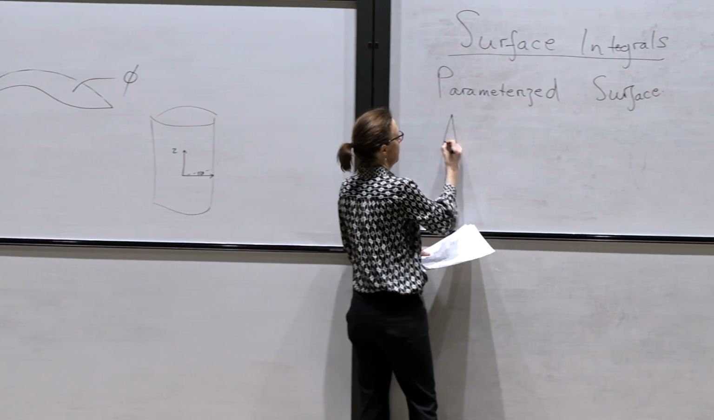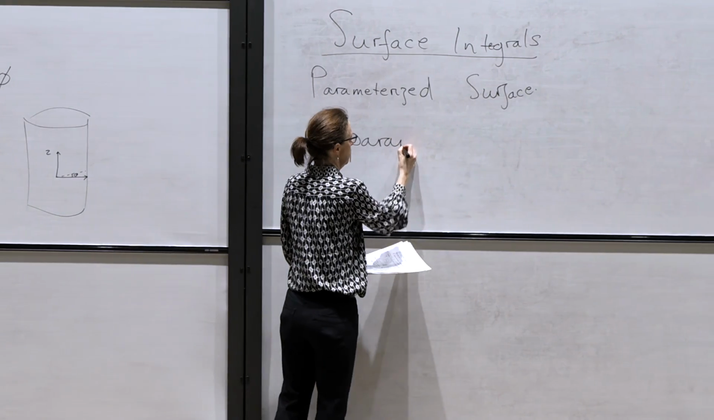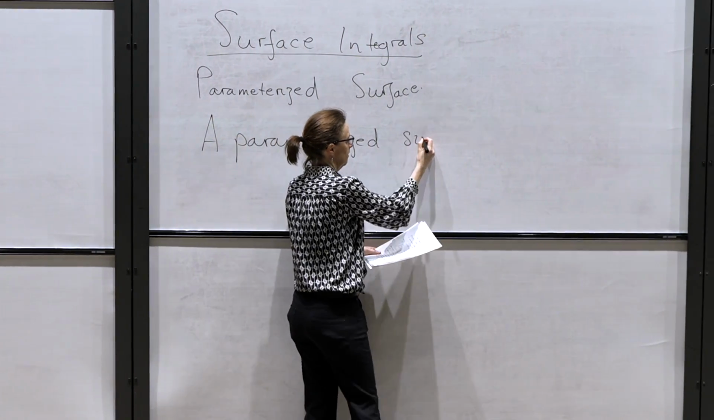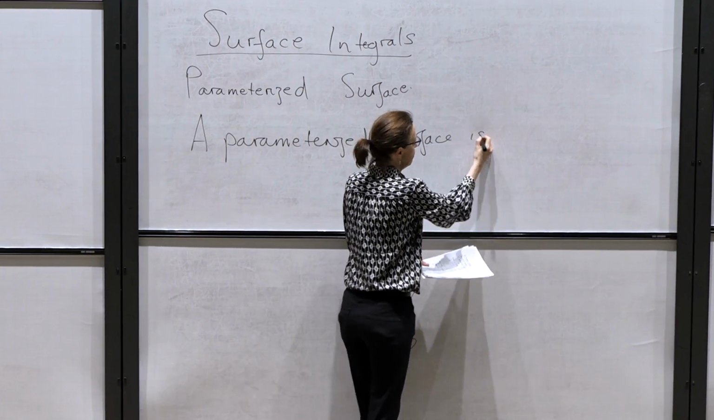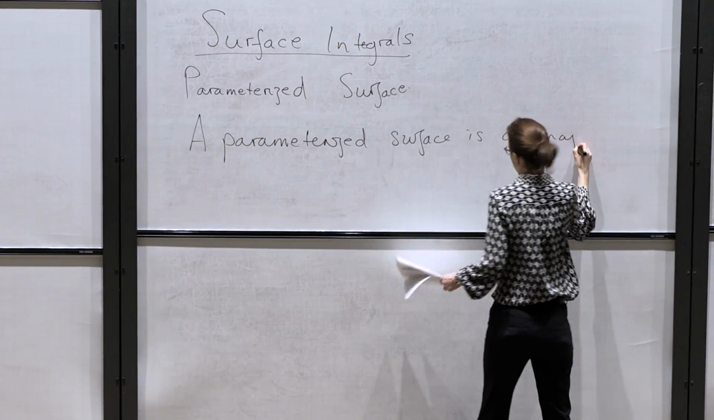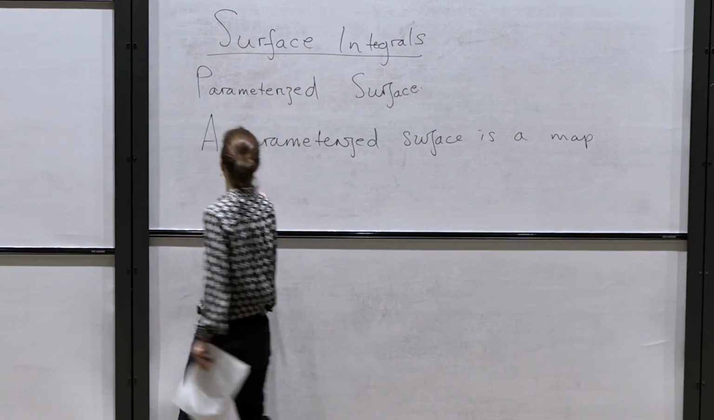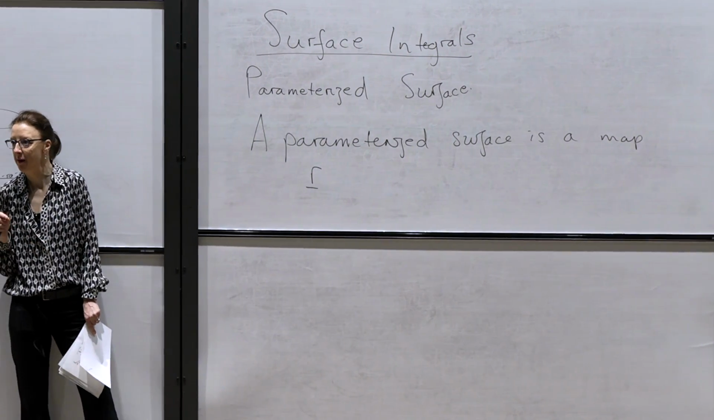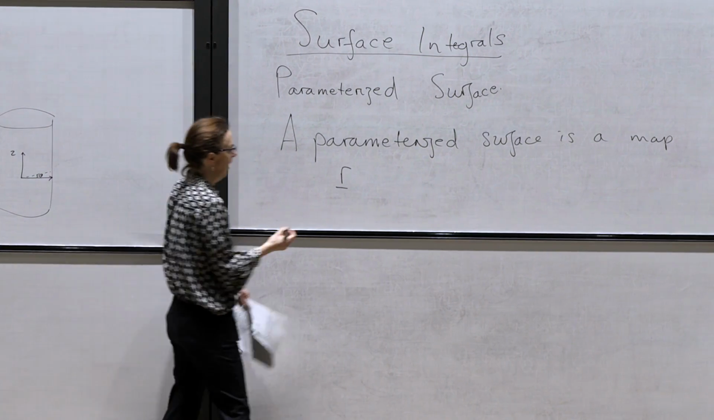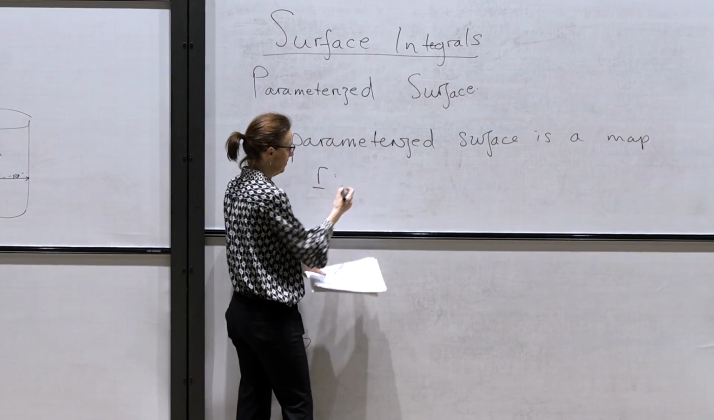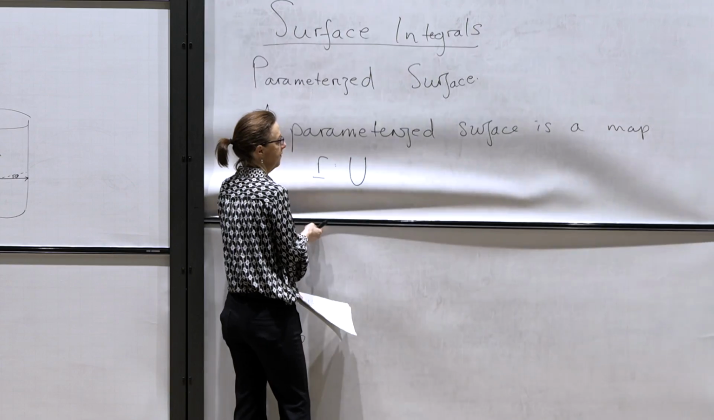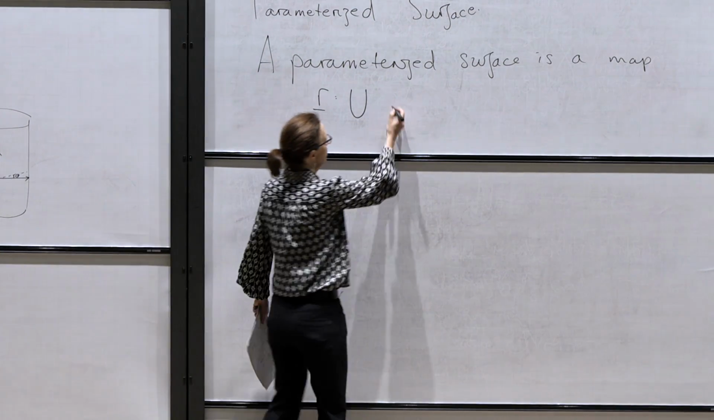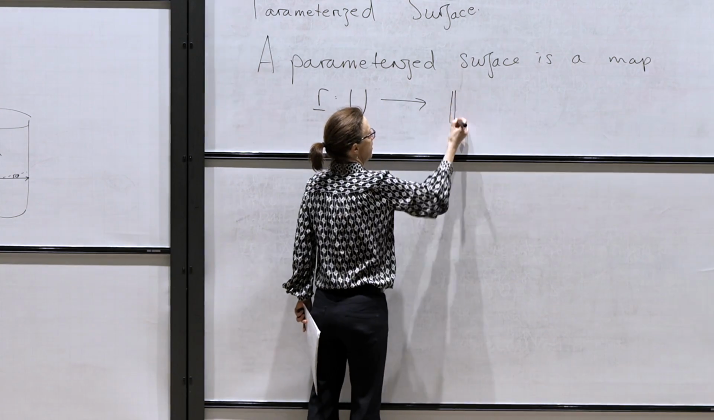So a parameterized surface is a map. So we have, let's suppose, a position vector. So a position vector tells you where a point is in space. And it's going to take values of the parameter, which I'm going to take from the set big U, to points in R3.